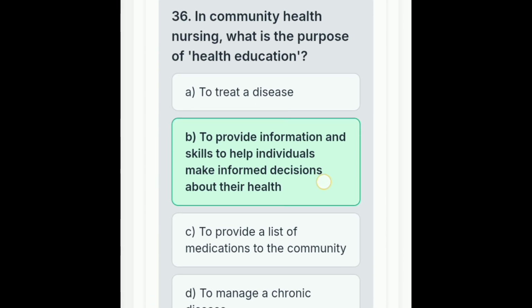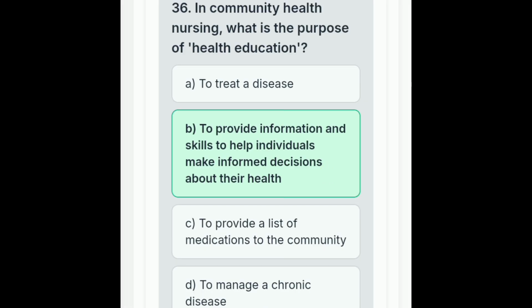36. In community health nursing, what is the purpose of health education? Option A, to treat a disease. Option B, to provide information and skills to help individuals make informed decisions about their health. Option C, to provide a list of medications to the community. Option D, to manage a chronic disease. So B is the correct answer.